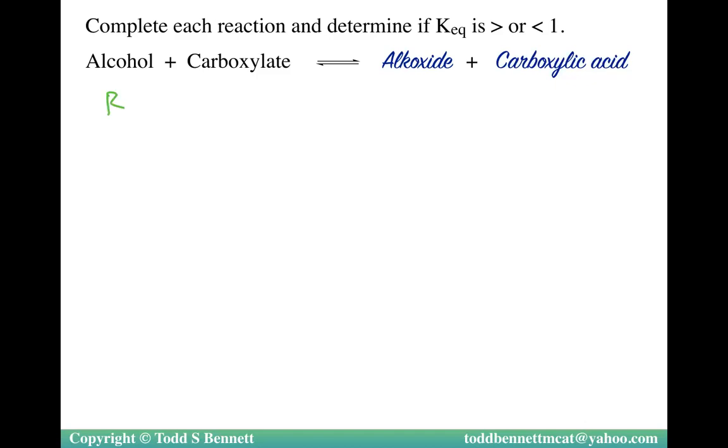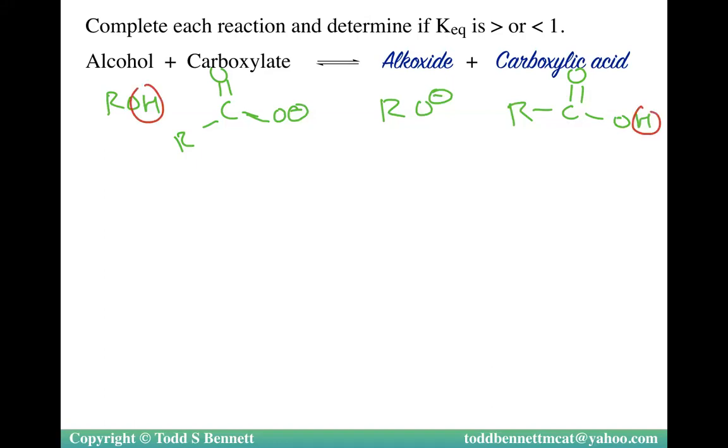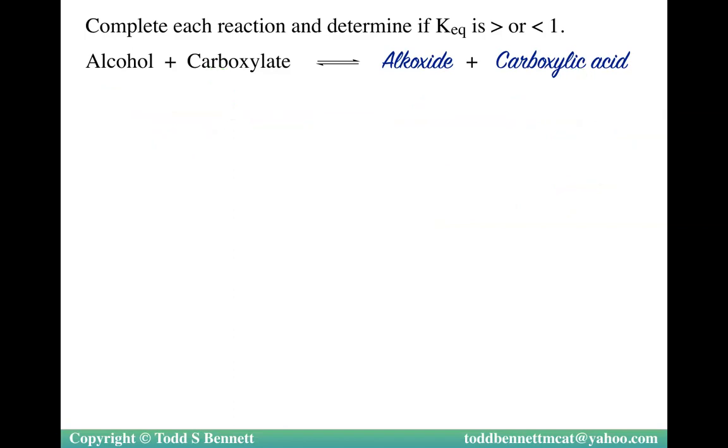So just to draw this, ROH, C with an O minus and an R. Alkoxide is RO minus, and carboxylic acid is RC double bond O with an OH. So this proton here has been transferred to here. So again, this is a pKa around 15-ish. This is around 5-ish. 5 minus 15, 10 to that power equals 10 to the minus 10. Highly unfavorable. Okay, let me erase my writing and toss in the numbers we're looking at.